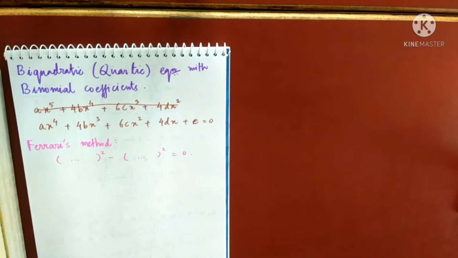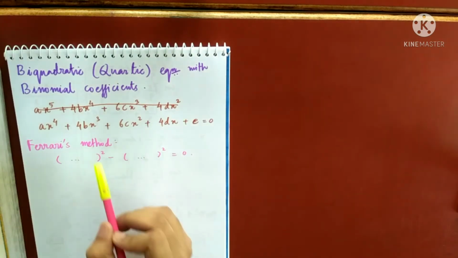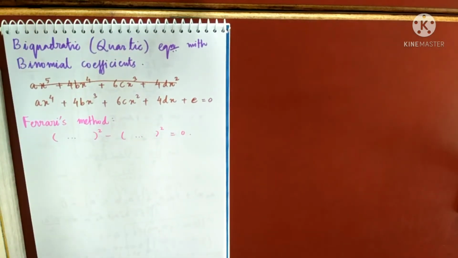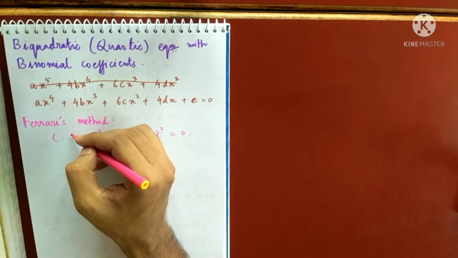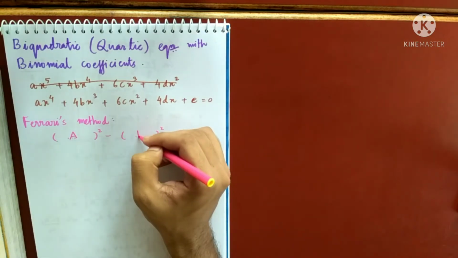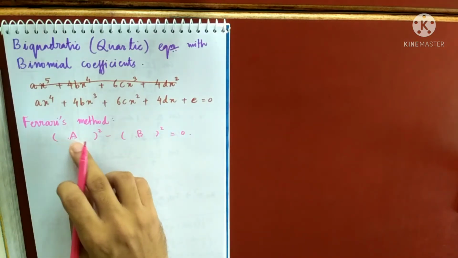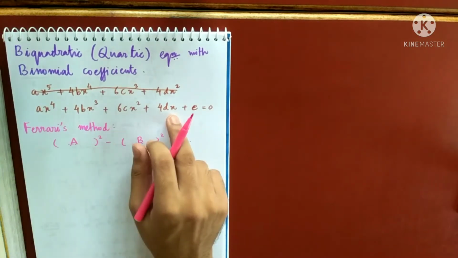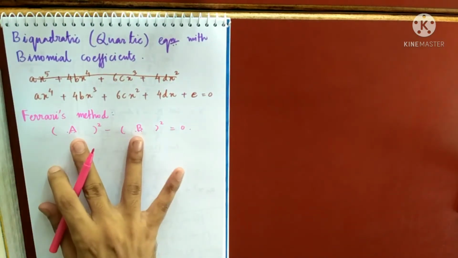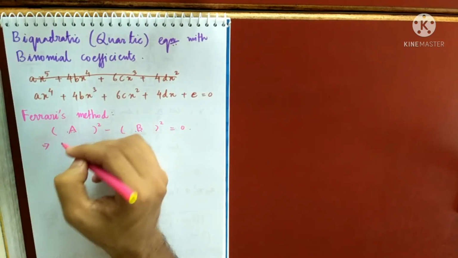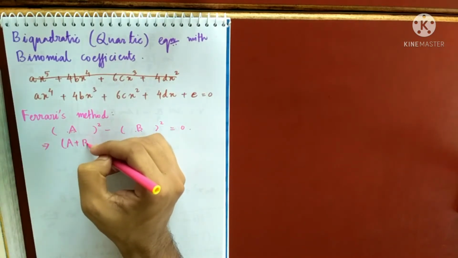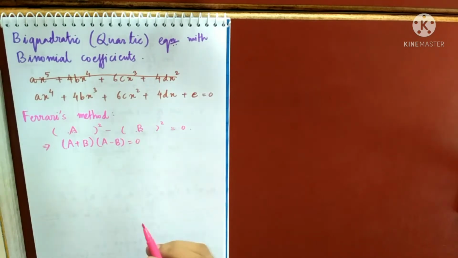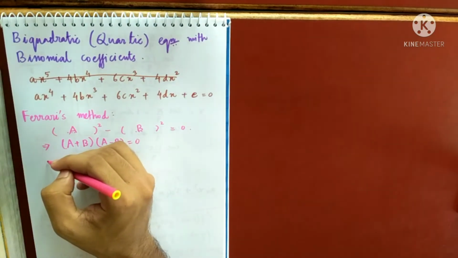Once you are successful in expressing this as a difference of two squares, we are done. Why are we done? Suppose here it is a, I'm just writing like that, and suppose here it is b, and these are some functions of x. Once you can express your equation as a difference of two squares, then apply the formula for a square minus b square, which is a plus b into a minus b, and now you can easily solve.